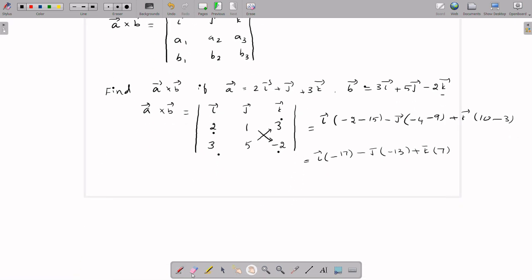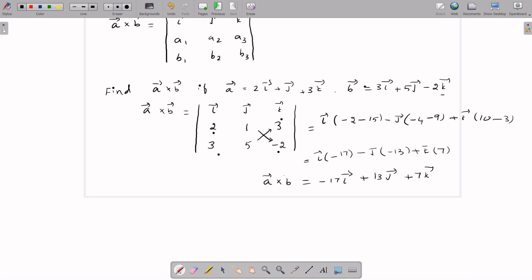Now this term is minus 17 i vector, plus, since minus minus is converted into plus, 13 j vector plus 7 k vector. This is the value of A vector cross B vector.